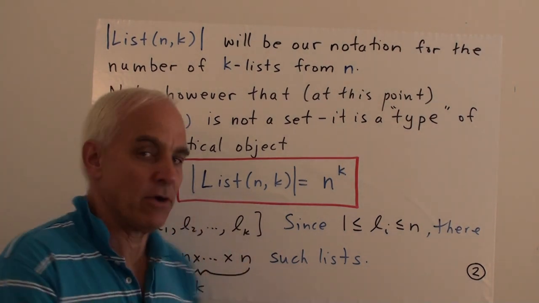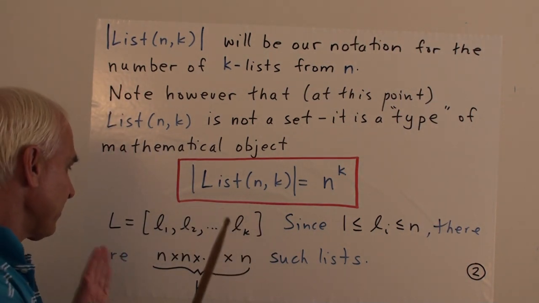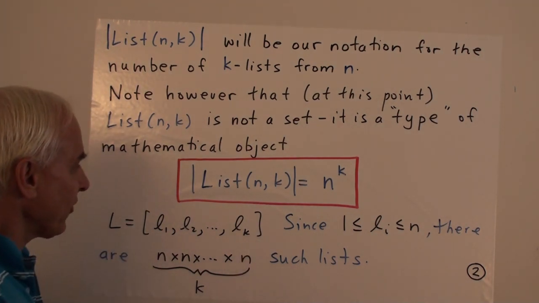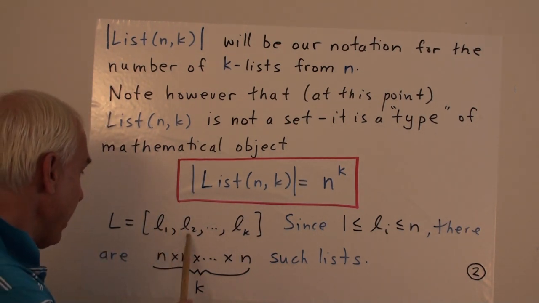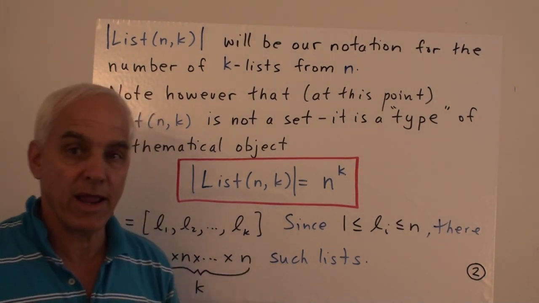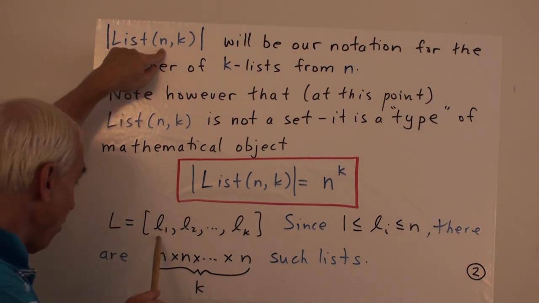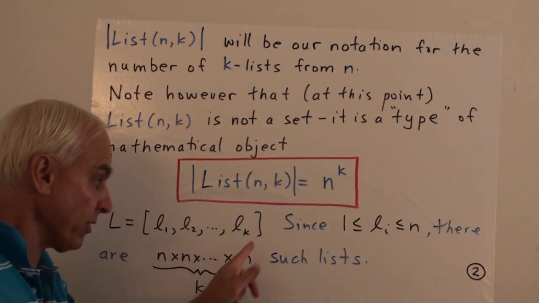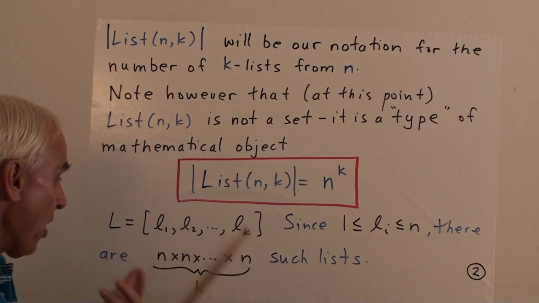This is a very easy counting problem because a list is such a concrete, easy to understand kind of object. So here's a typical list. Here's a list with k objects, L1, L2 up to Lk, and each of these is a natural number somewhere between 1 and n, because we're assuming we have a list from n. It means that all the entries are within the range 1 to n. And they're ordered. So there's a first one, there's a second one, all the way up to a kth one. So how many of them are there?